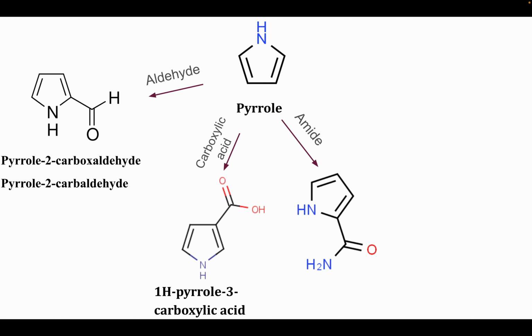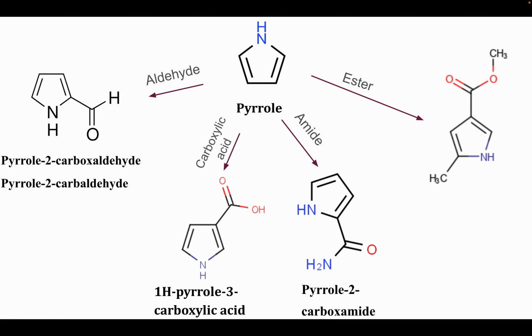For amide, the amide group is present at the second atom, so you can mention pyrrole carboxamide. You can see that wherever a carbonyl group is there, the word carboxa or carba is used. Carboxa or carba will be used for the carbonyl group. Now ester, this is an example. Here this example also has a substituent along with the functional group. So how will you write it?